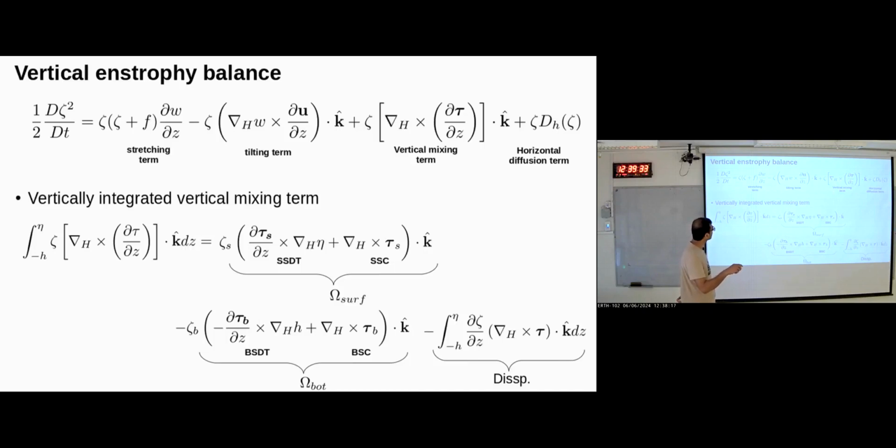And this vertical mixing term can be further decomposed into 3 components, which becomes clear when we vertically integrate this term. So we get this term which is related to surface wind stress, associated with vorticity generation by the surface wind. This term is associated with bottom drag, and then we have a dissipation of enstrophy by the mixing parameterization.